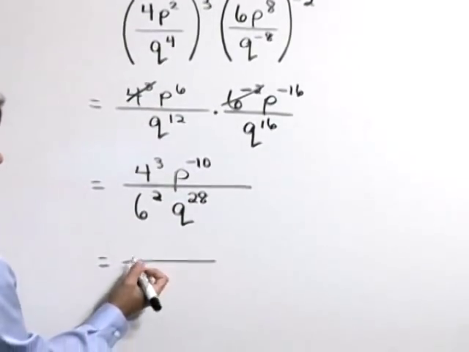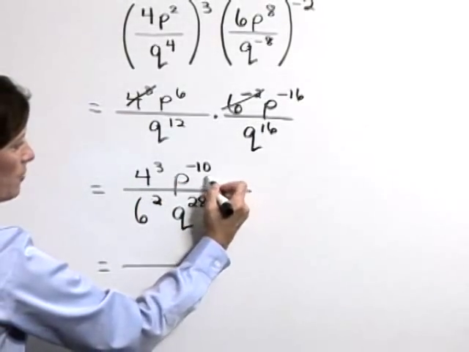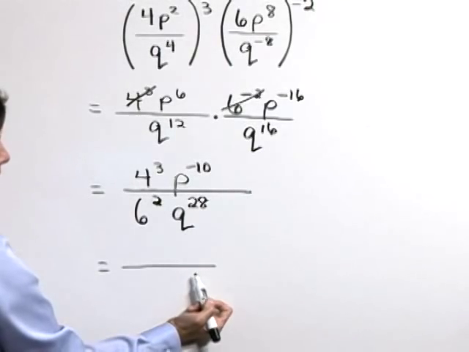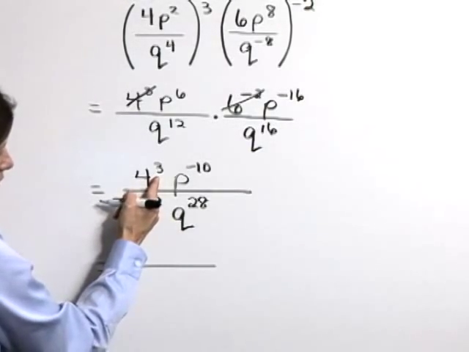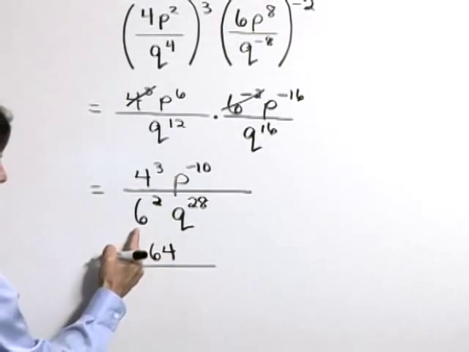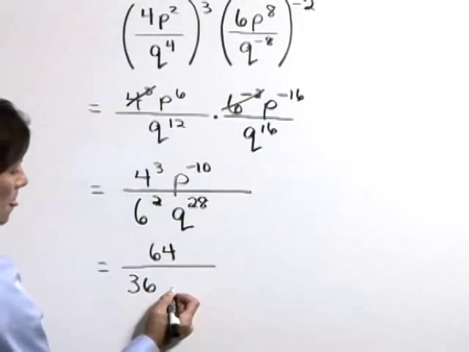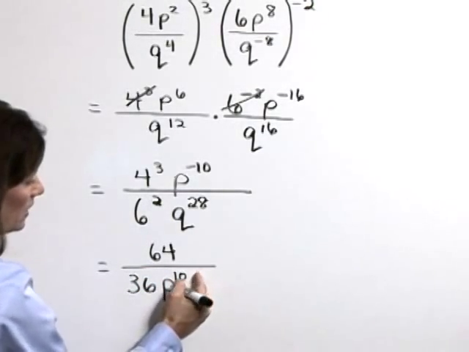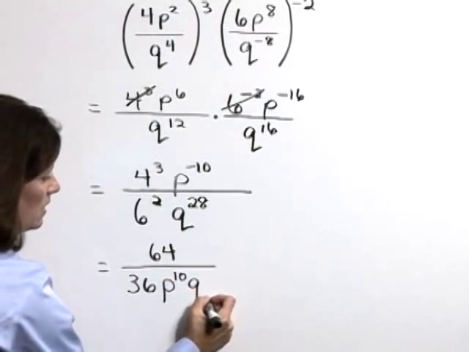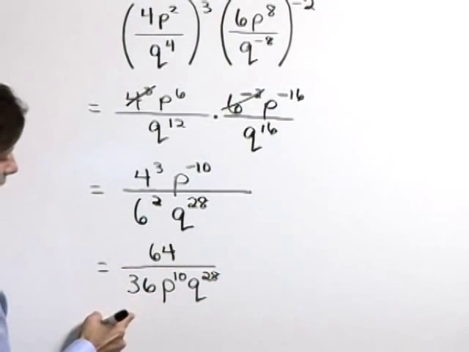Now at this point, this p to the negative 10 is going to cross that fraction bar. We'll change the sign of the exponent as we do that. Let's write 4 to the third in its evaluated form as 64. 6 squared is 36. That p to the 10th is going to come down into the denominator. Notice that's a positive 10th times q to the 28th. And things are looking really good at this point.